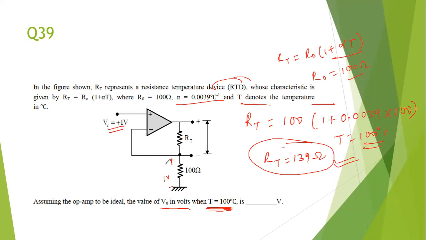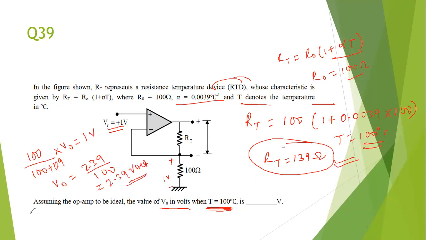This is 1 volt. Got it? So how can you find the value of V naught? 100 upon 100 plus 139 into V naught equal to 1 volt. So V naught equal to 239 by 100, which is 2.39 volt. So V naught will be 2.39 volt.